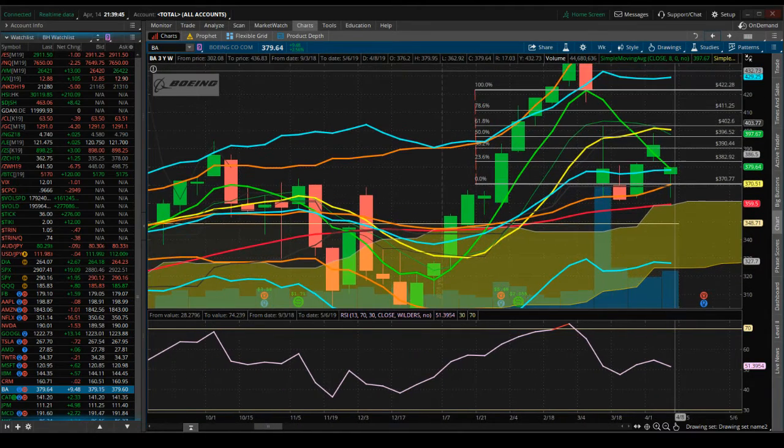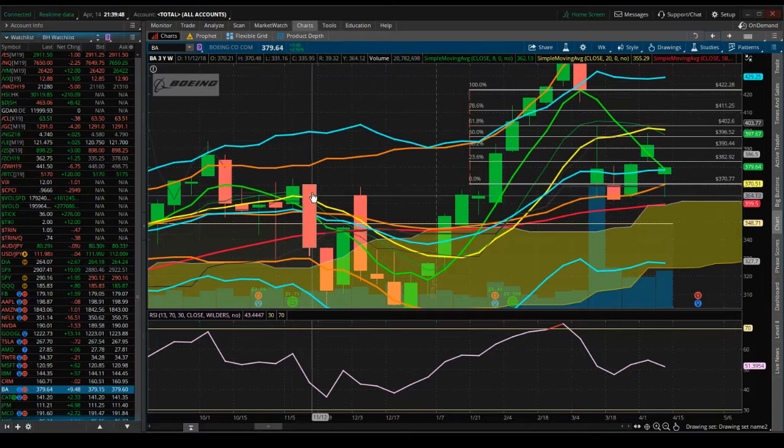In general, even here, look, you see this bar here. This is a bearish engulfing bar over the real body, and then kind of pushes to the outside. Not quite an outside bar.